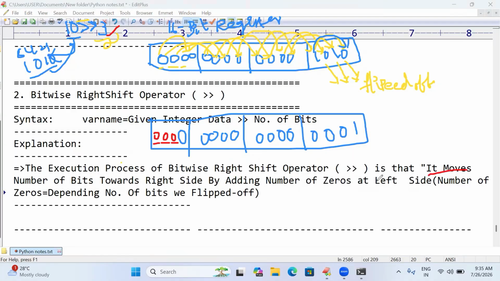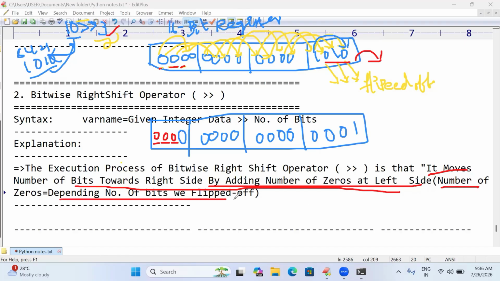See here, it moves the number of bits towards the right side by adding that number of zeros at the left side, right? So these three bits have been moved to the right side by adding zeros at the left side. These bits are going to shift right, then we are going to get empty spaces at the left side, so we add zeros in those empty spaces. The number of zeros depends upon the number of bits we flipped. Here we flipped three bits, that is the reason we added three zeros, right?